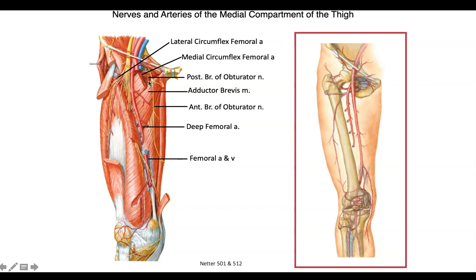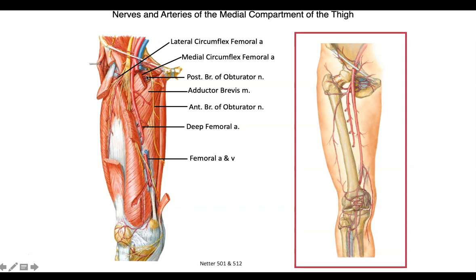Pectineus muscle gets nerve supply from both the femoral and obturator nerve. And adductor brevis is the key muscle to identify the anterior and posterior branches of the obturator nerve. These two branches descend anterior and posterior to the adductor brevis muscle.